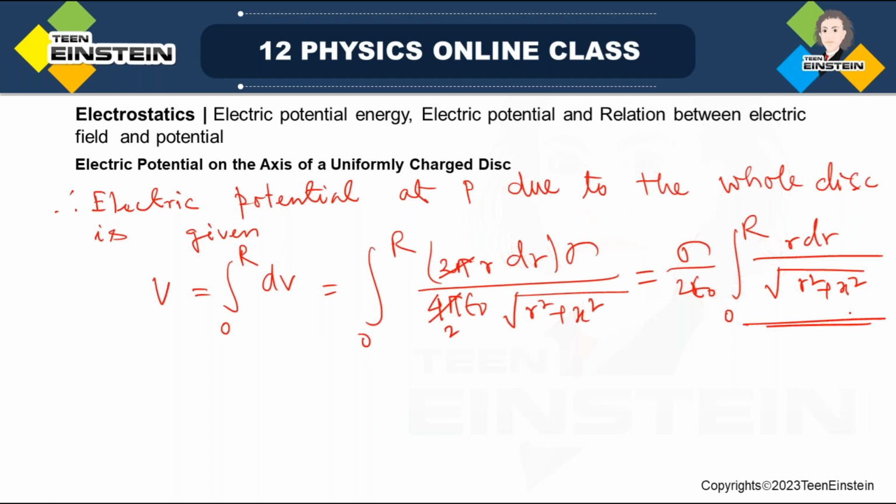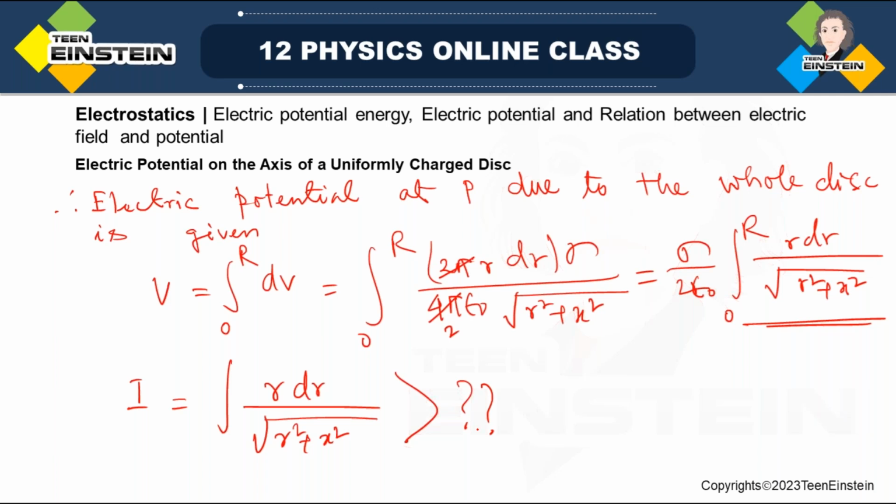Now in this part we have to do the integration. So how to do this integration? This is a typical integration. Let us say this is I. Let us not worry about the limit for the time being. So I is the integration of r dr divided by the square root of r square plus x square. This integration we have to do, and find out its value.